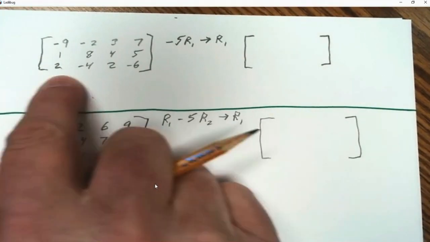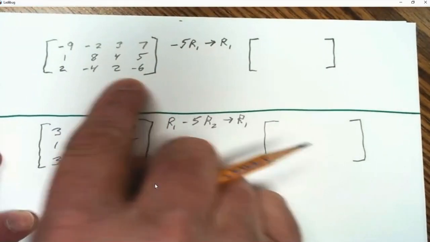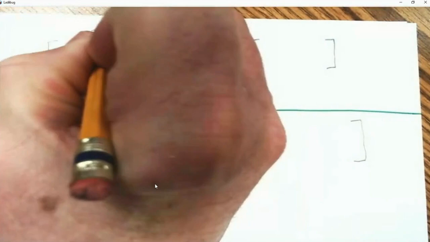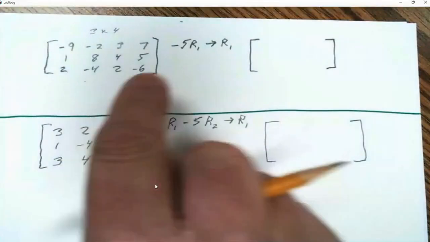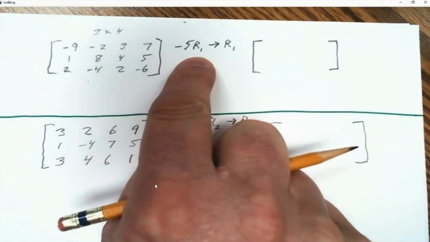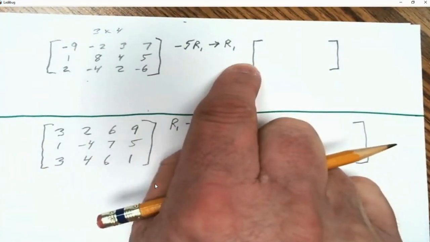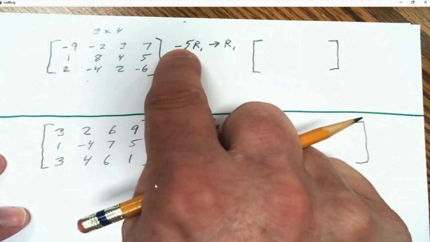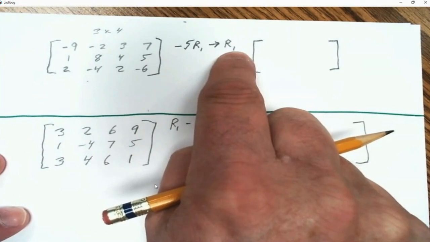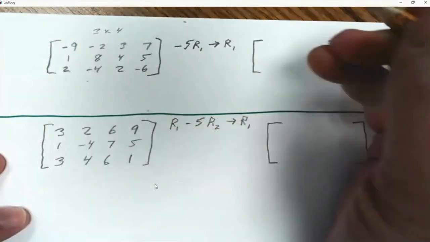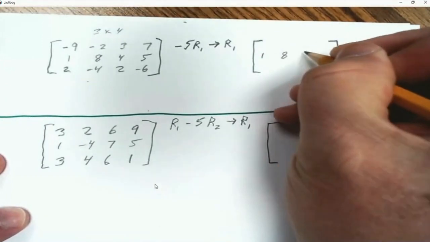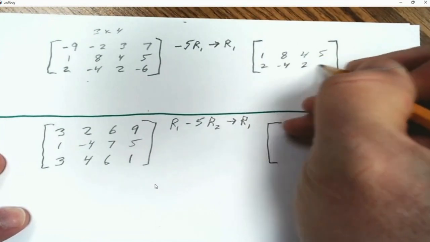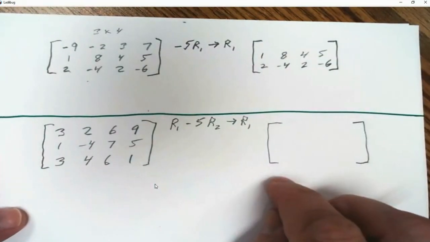So if we have this matrix right here, this is a 3x4 matrix, 3 rows by 4 columns. And this is what it says: -5R1 arrow R1. Okay, so what that's telling us to do is take row 1, multiply it by -5, and replace row 1. So nothing is happening with row 2 and row 3. So we can go ahead and put them in the answer, because those don't change. Okay, so we already know 2/3 of our answer.